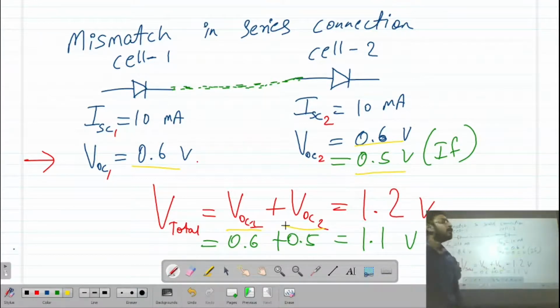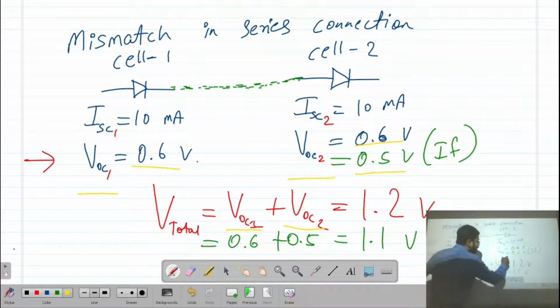This is for voltage. We have considered this for the case of VOC, the difference in VOC. Now let us take another case, where we have the mismatch in the current of two cells.